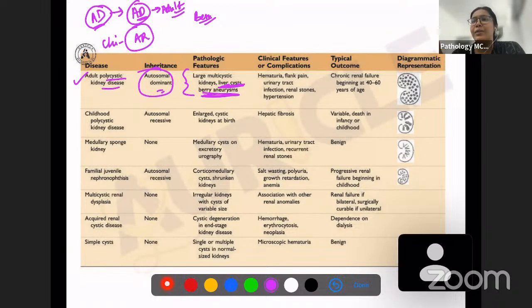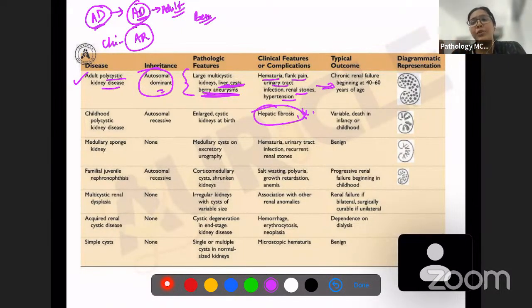What would be the clinical symptoms? Hematuria, flank pain, urinary tract infection, renal stones, and hypertension. And this can lead to end-stage renal disease. In childhood, we just discussed hepatic fibrosis, which is important.